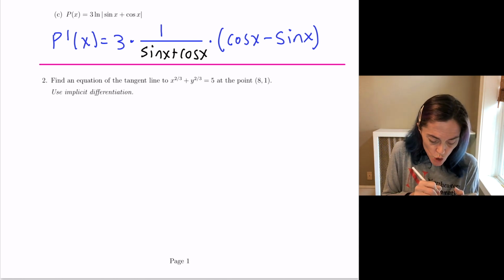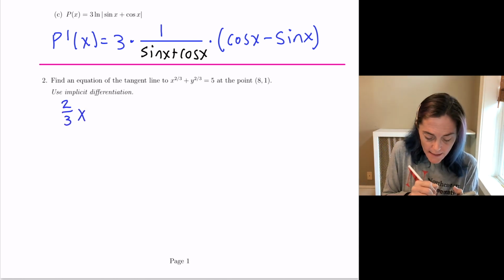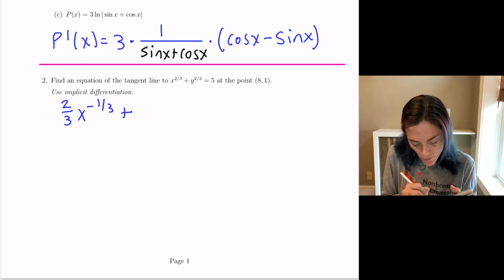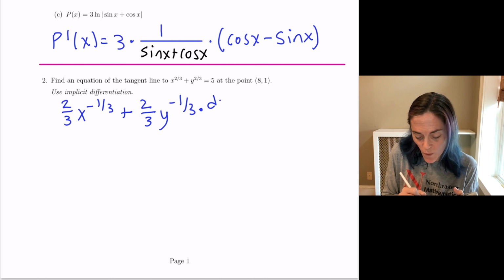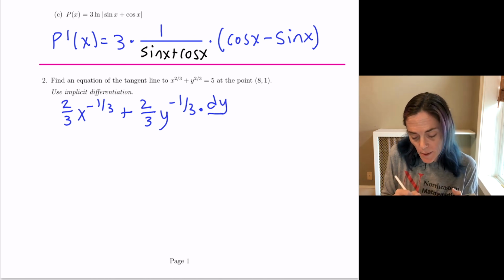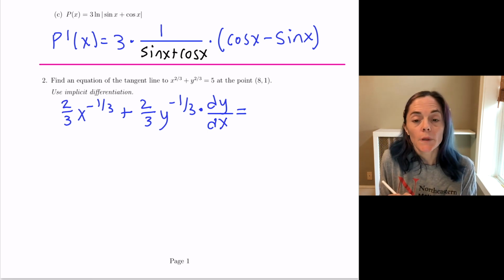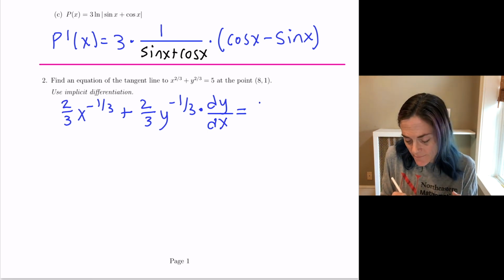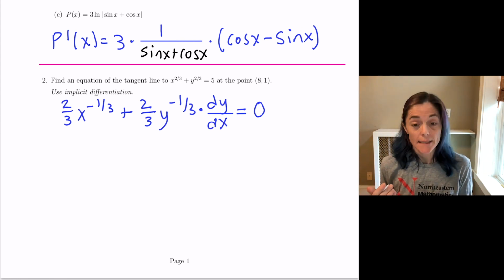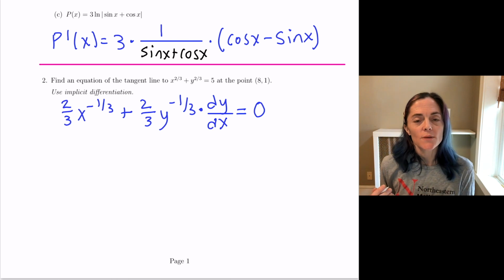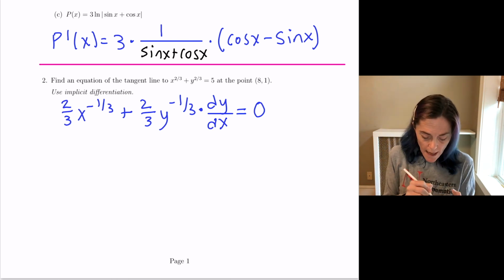Very nice. So I have 2 over 3, x to the minus 1 over 3 plus 2 over 3, y to the minus 1 over 3 times dy dx. That is an important part we don't want to leave off here. And then equals, well, when we differentiate 5 with respect to x, we just get 0. Derivative of a constant is 0. Now I need to do some algebra to solve for dy dx.